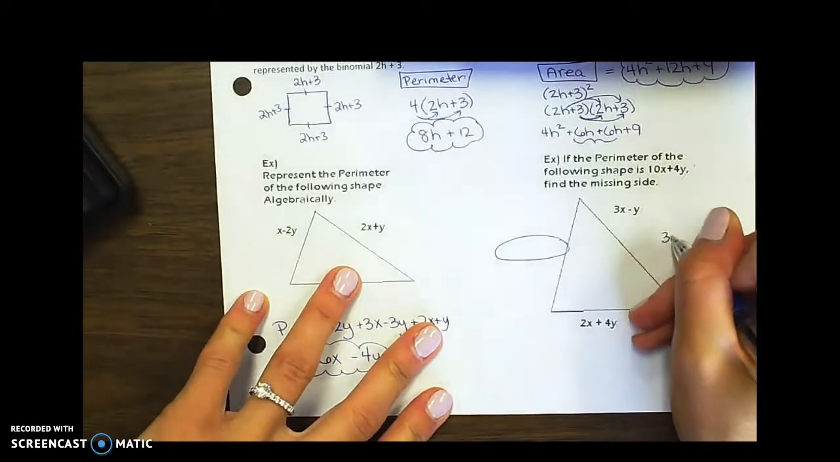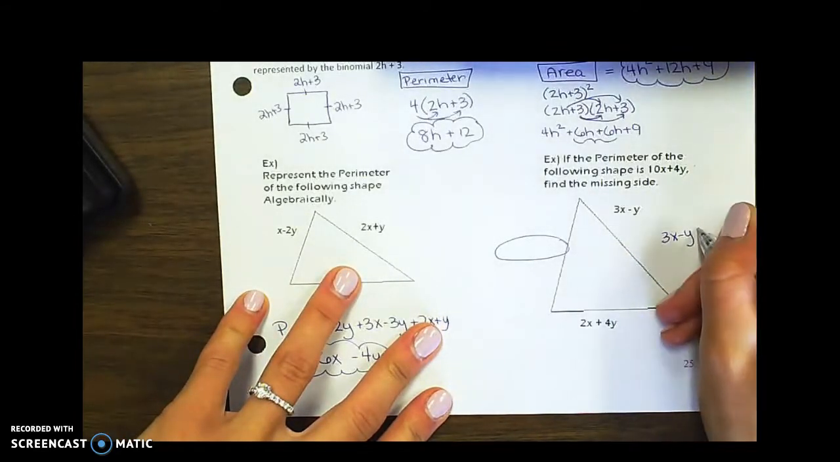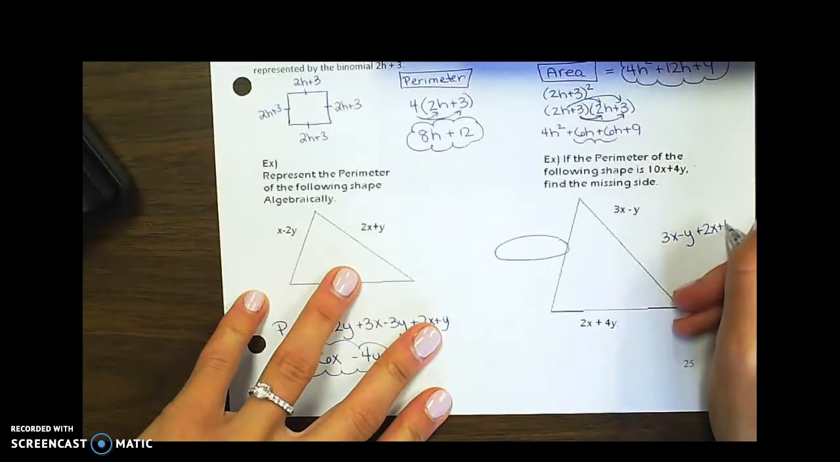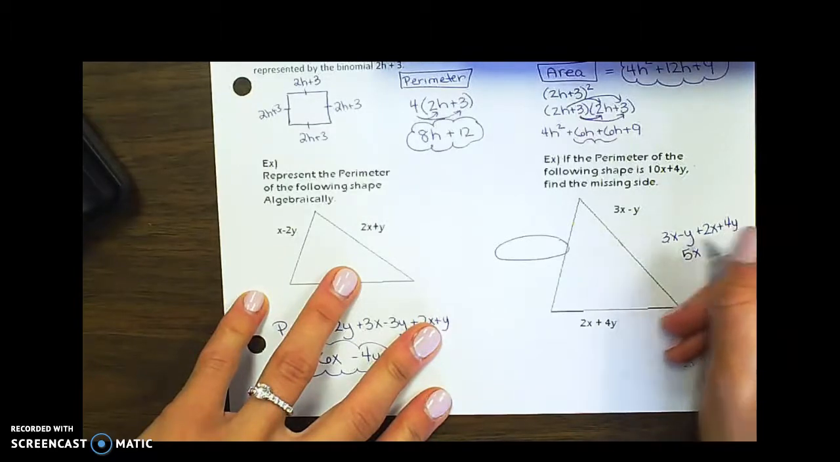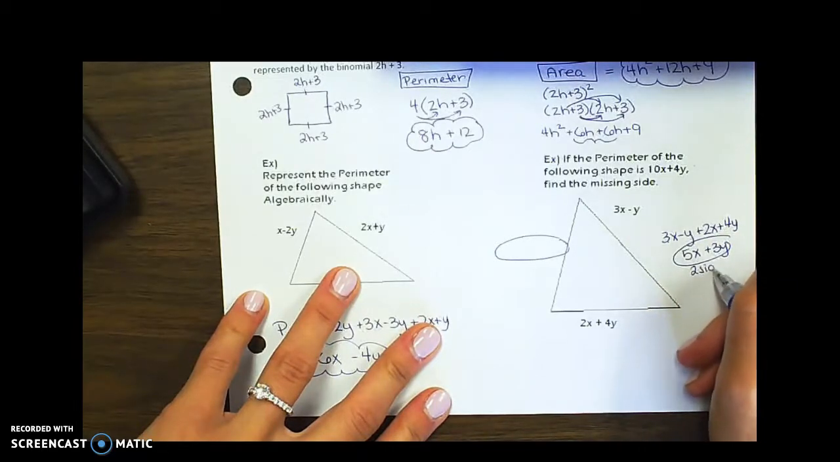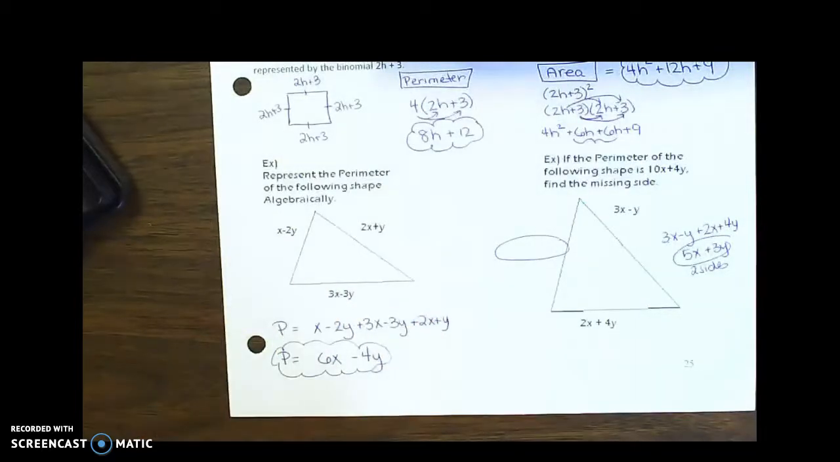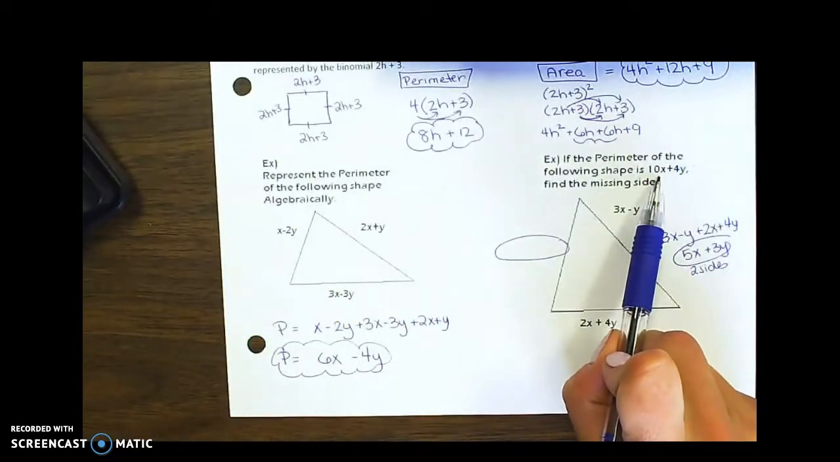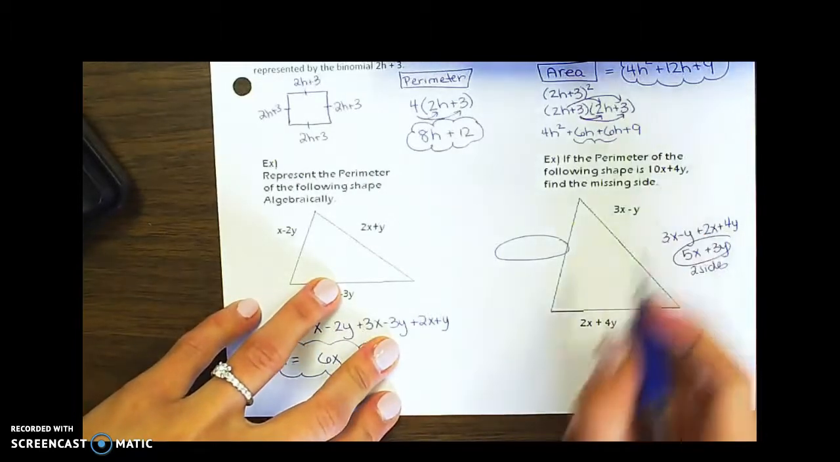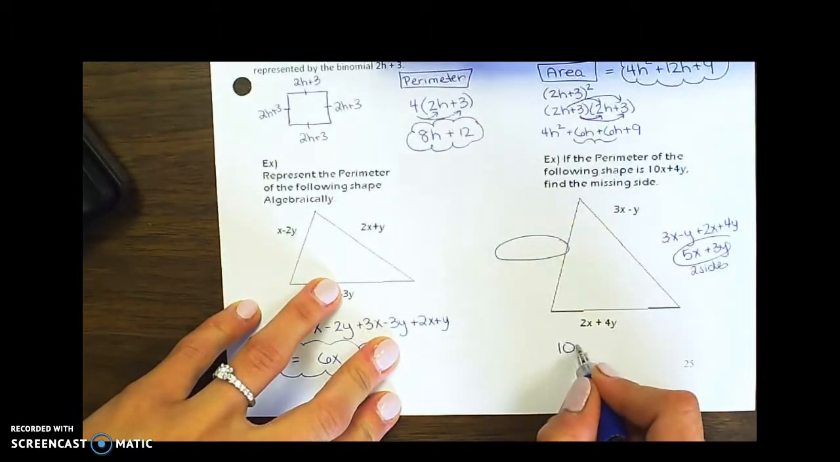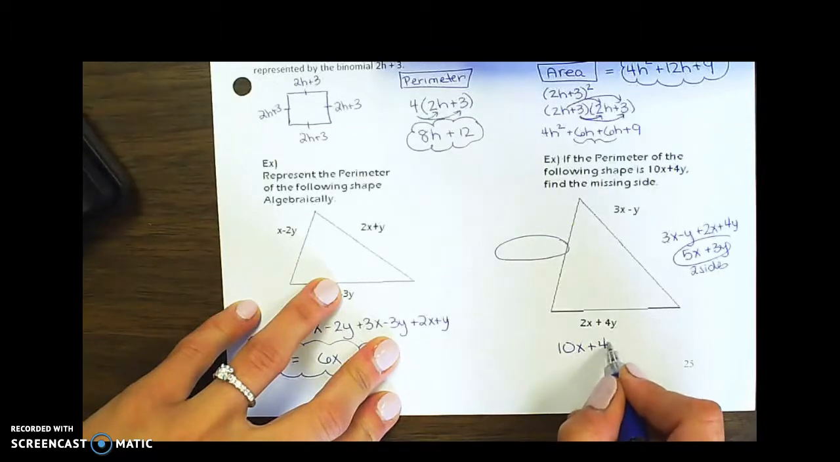Okay, so to do that, the first thing I'm going to do is actually add these two sides together. So I'm going to go 3x minus y plus 2x plus 4y. And we're going to add them together. So 3x and 2x is 5x. Negative y and 4y is going to give me a 3y. So this is actually the two sides. So now to find the third side, we're going to take the perimeter and we're going to subtract off the two sides. So the total perimeter is 10x plus 4y.